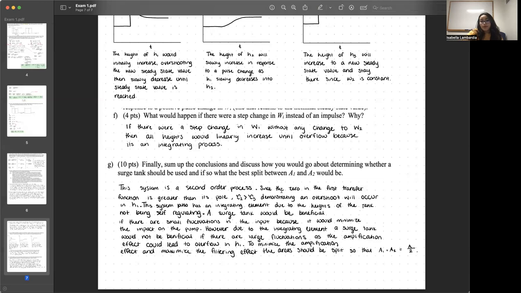So in order to do that, we would have to set the areas equal to each other. Because if you think about it, if you have a smaller area of that H1, the faster it's going to overflow. So we want to make sure that area is big enough to avoid overflow, but to still maximize the filtering effect. So in order to do that, we should split A1 and A2 so that A1 equals A2 and that equals A over 2.